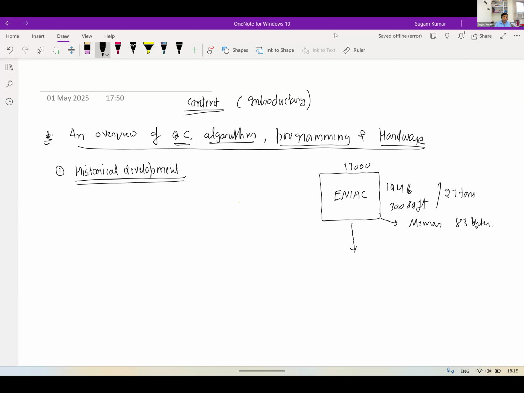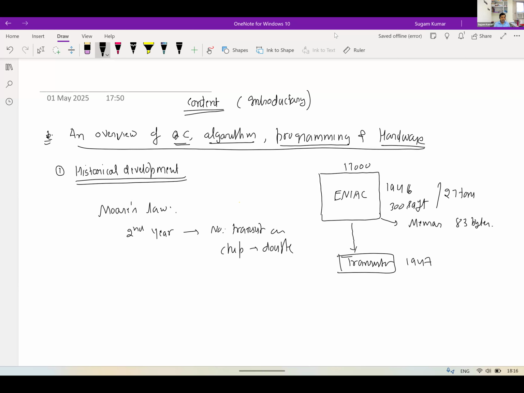Then in the historical development, we'll take a little glimpse at how the first transistor was developed by Bardeen in 1947. And after that, semiconductors never looked back. After that, the systems started getting smaller, smaller, and smaller. And now you know that there is Moore's law. This law says that every second year, the number of transistors on a chip will become double.